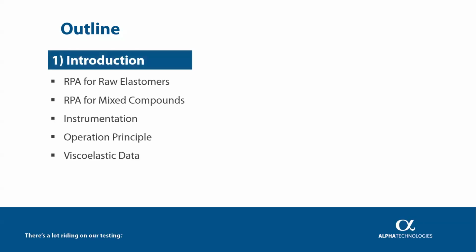All right, so here's a quick overview of what we'll cover today. We'll start with the RPA's capabilities, both for raw elastomers and mixed compounds. Then I will walk you through the instrument itself and how it works. After that, we'll dive into the key viscoelastic data that can reveal production issues and how simply analyzing this data can help solve real problems on the floor.